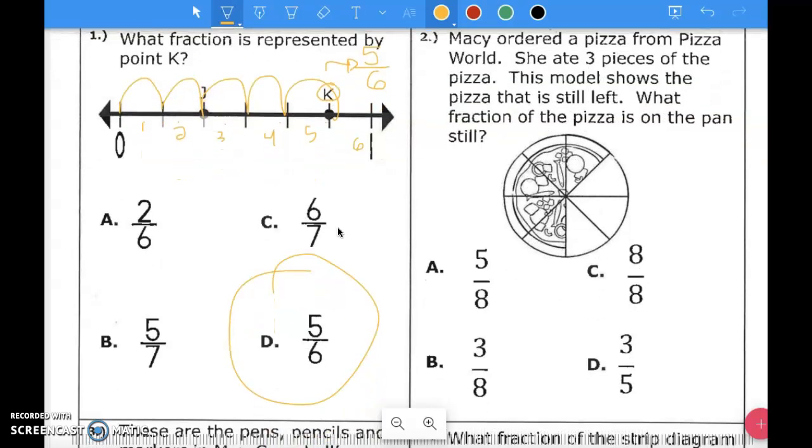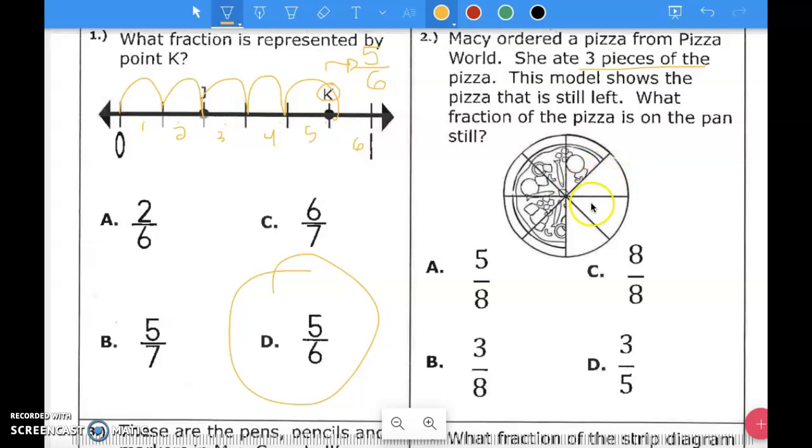Macy ordered a pizza from Pizza World. She ate 3 pieces of the pizza. This model shows a pizza that is still left. She ate 3 pieces of the pizza. What fraction of the pizza is on the pan still?